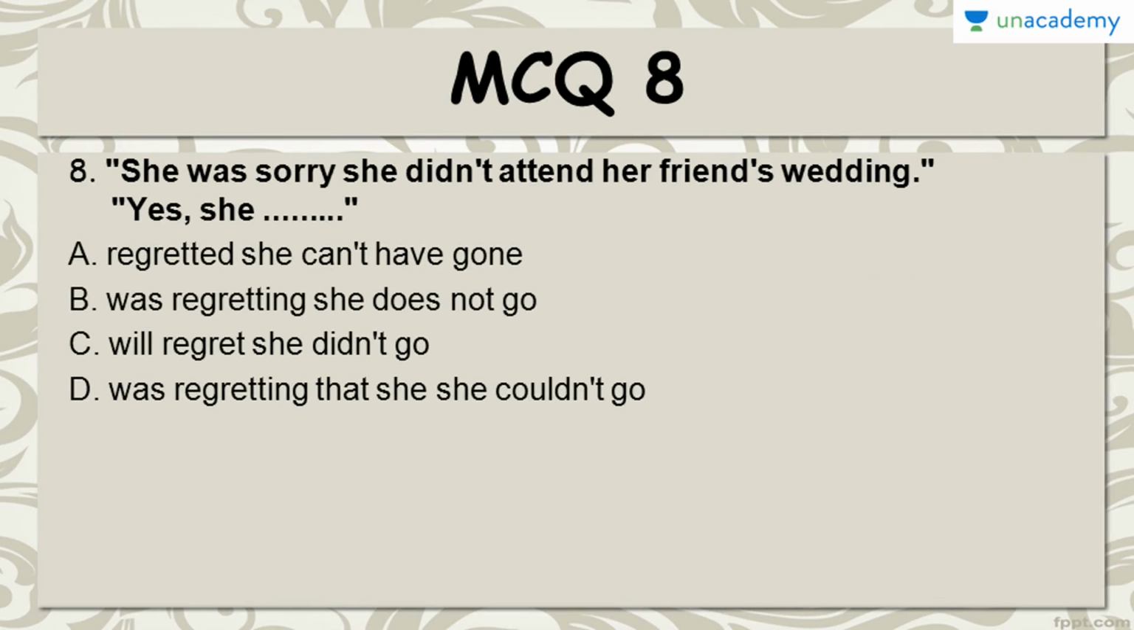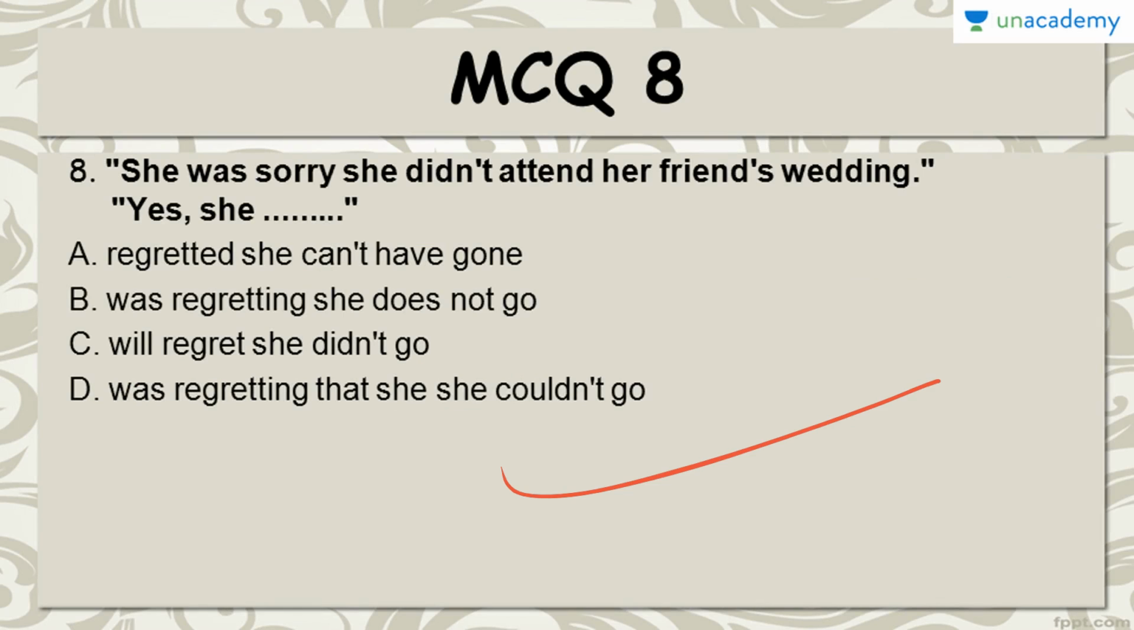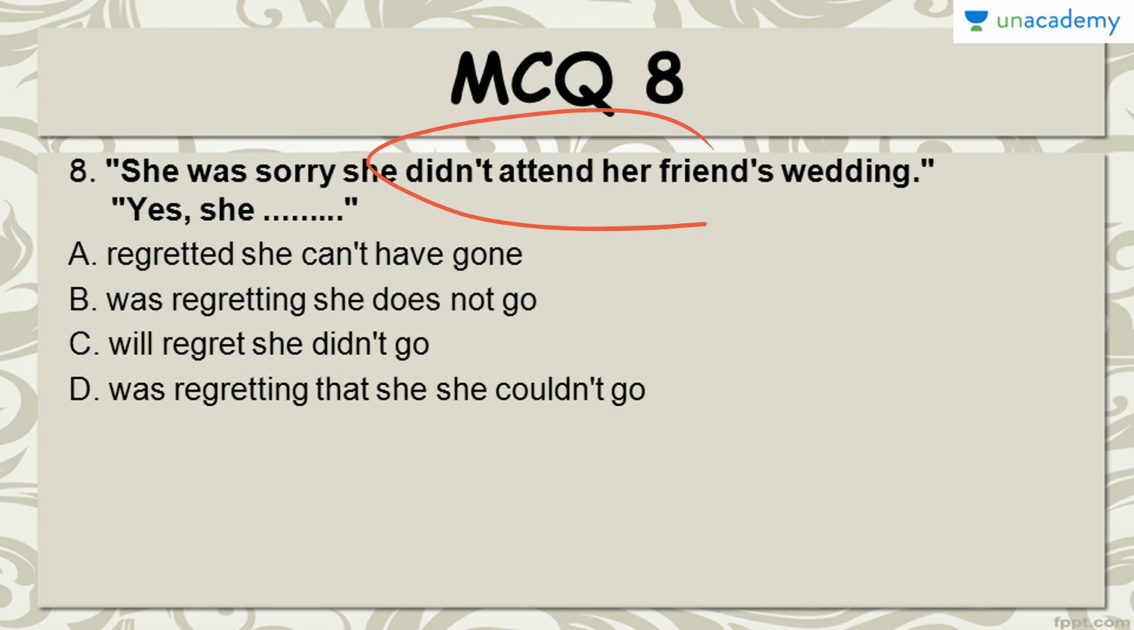Yes, she was regretting that she couldn't go is the correct answer, because regretted she can't have gone is wrong. Can't have gone is nothing. Was regretting she does not go, again, it's not grammatically sound. Will regret she didn't go, this has already happened. The wedding has already happened, and will regret means future, and she cannot regret in future if the wedding has already happened, and therefore D is the correct answer.